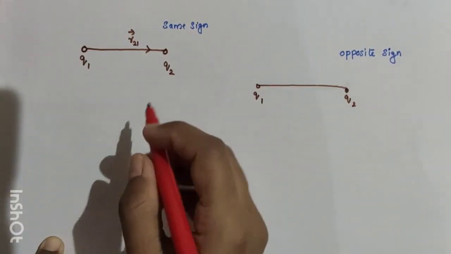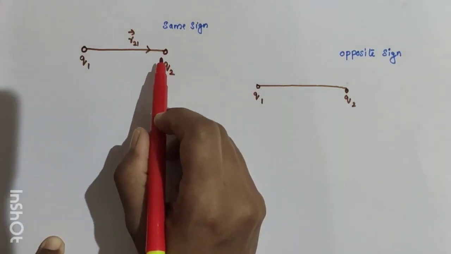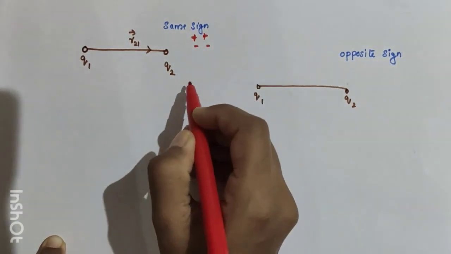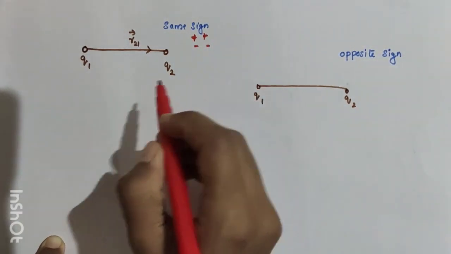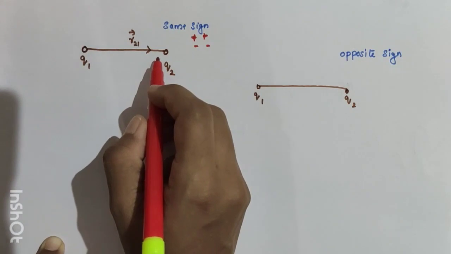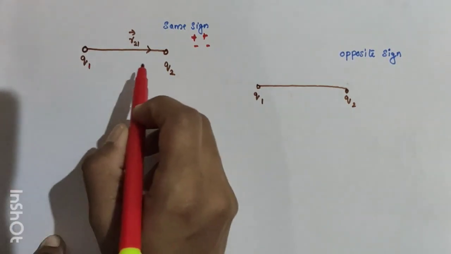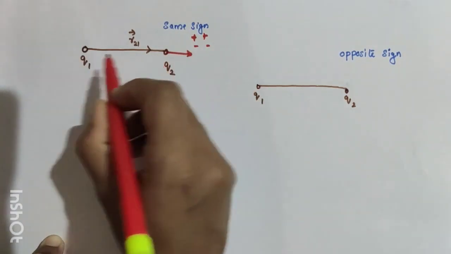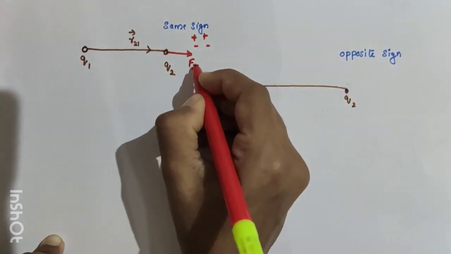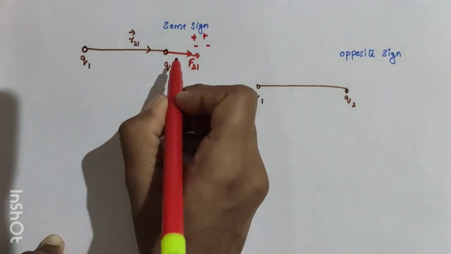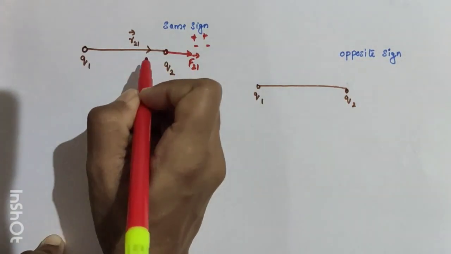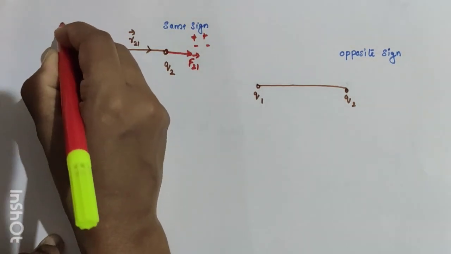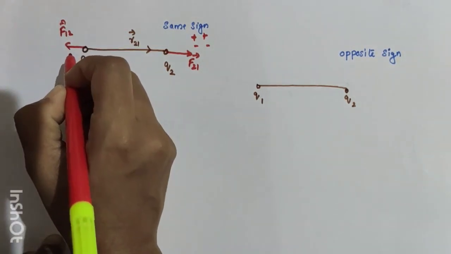Now you see, if Q1 and Q2 are of the same sign, that is both positive or both negative, then there will be a force of repulsion between them. That is, Q1 will try to move this Q2 away from Q1. So the force on Q2 due to Q1 will be along this direction. Similarly, Q2 will try to move this charge Q1 away from Q2. So the force on Q1 due to Q2 will have this direction.